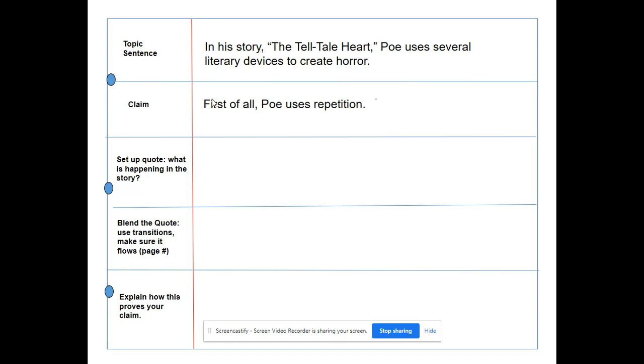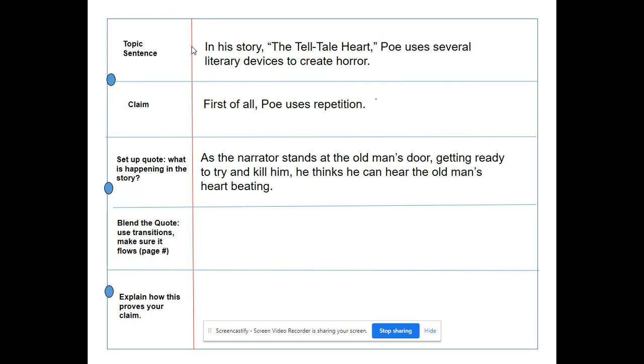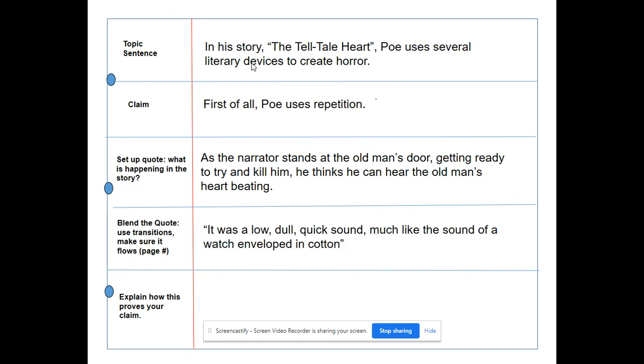Now think of all the creepy things he said and how many times he repeated different things in the story and how did that make it creepy and horrific. So first we're going to set up the quote and tell what's happening in the story as you choose your quote. It says, as the narrator stands at the old man's door getting ready to try and kill him, he thinks he can hear the old man's heart beating. Now I'm going to blend my quote in. "It was a low, dull, quick sound, much like the sound of a watch enveloped in cotton."